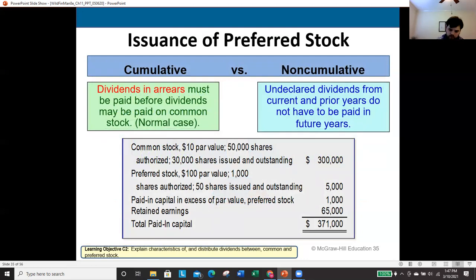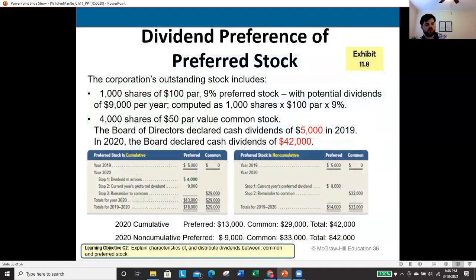So in this case, we see that we have $10 par value common stock, 30,000 shares issued and outstanding for $300,000. We have preferred stock, $100 par value times the 50 shares issued and outstanding for $5,000. Paid in capital in excess of par for preferred is $1,000, and we have retained earnings of $65 for total paid in capital of $371.